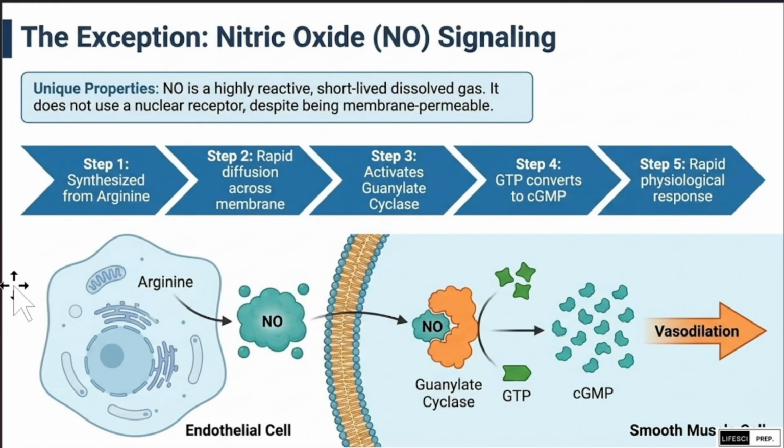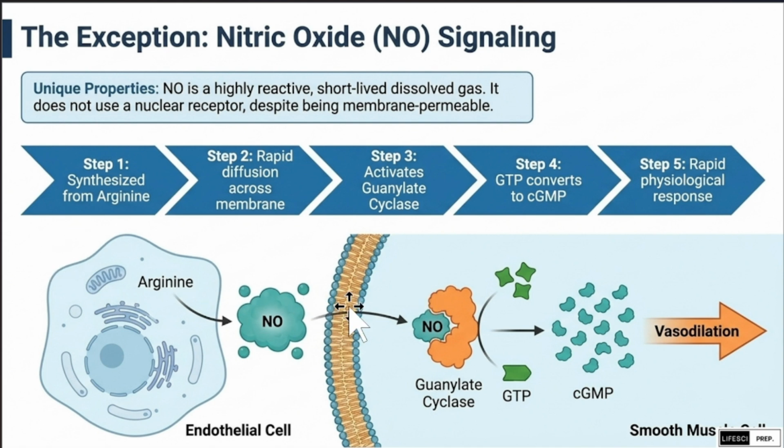Then next, about nitric oxide signaling or carbon monoxide, which are highly reactive and short-lived dissolved gases. Here, NO, nitric oxide, is synthesized from arginine, diffuses through the plasma membrane, and activates guanylyl cyclase, which converts GTP to cGMP and causes vasodilation.